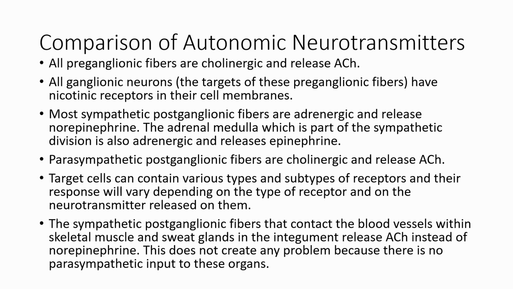And that means all of the ganglionic neurons that get the signals from the preganglionic fibers have nicotinic receptors in their membranes, because nicotinic receptors respond to acetylcholine. So no matter what, preganglionic always releases acetylcholine. Ganglionic always responds to acetylcholine. And then once we get to the postganglionic fibers, this is where we split.